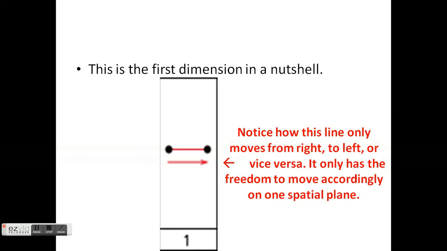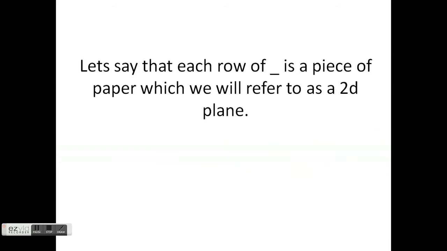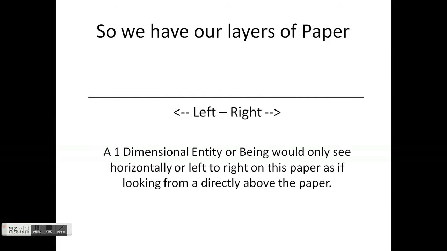Imagine this. Let's say that each row of underscores is a piece of paper, which we'll refer to as a 2D plane. So we have our layers of paper, moving from left to right. A one-dimensional entity would only see horizontally or left to right on this paper as if looking from directly above the paper.